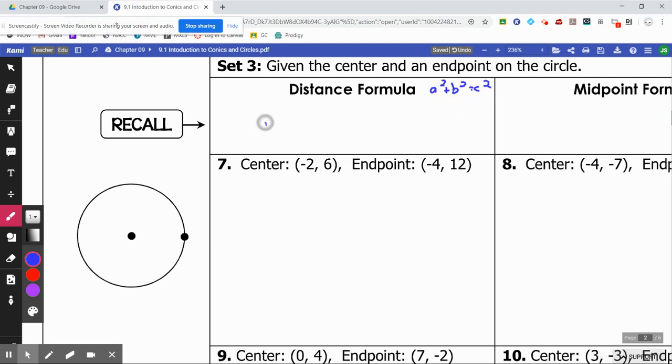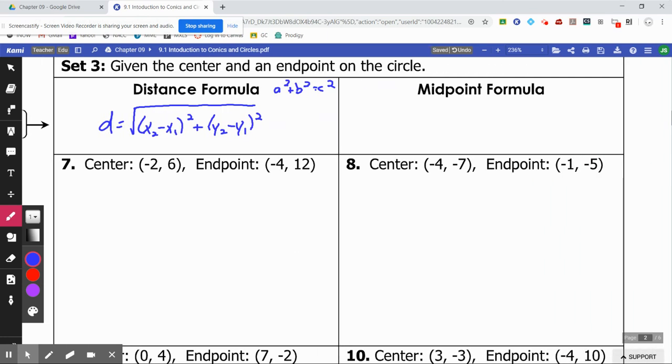However, the actual distance formula, just in case you need it, is distance is equal to the square root of x2 minus x1 squared plus y2 minus y1 squared. You might also need the midpoint formula.